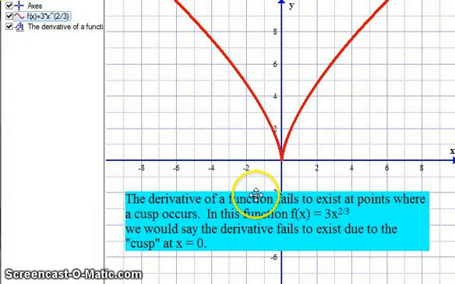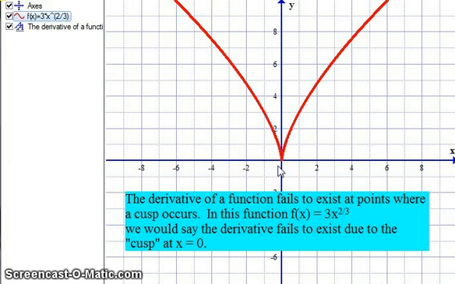Now, a second way a derivative could fail to exist is in the presence of what is known as a cusp. So we have the function here, 3 times x to the 2/3 power, and this is its graph. If you look at how it pinches down here and then goes up like this, this is different than a sharp point or corner. This is referred to as a cusp, where this pinching occurs.